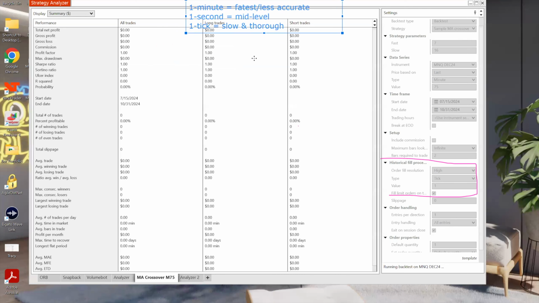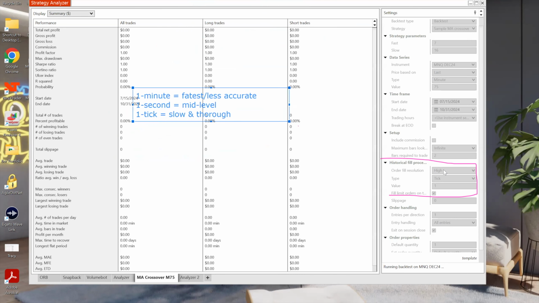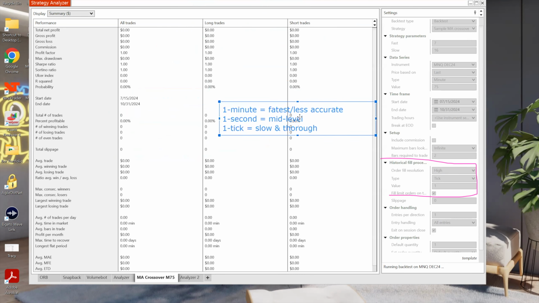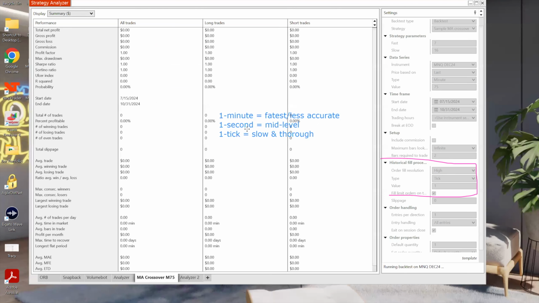So my preferred method is to run it on a 1 minute, find something you like, and then run it one more time on a one tick before you decide to go live. That way you're sifting and sorting through a whole bunch of backtests based on a quick pass through. However, once you find something you like, you can rerun it on a one tick.